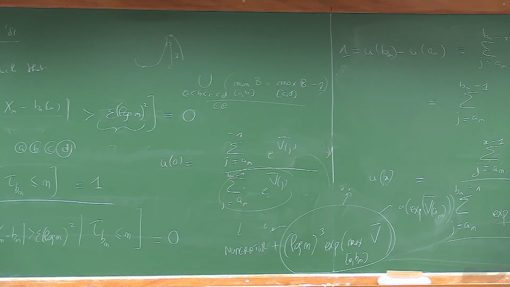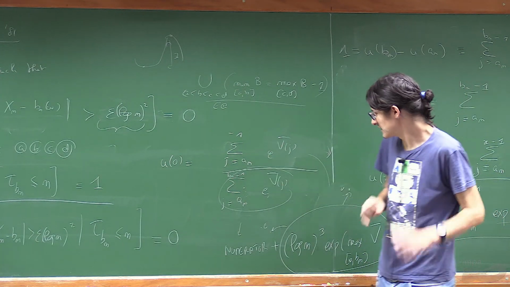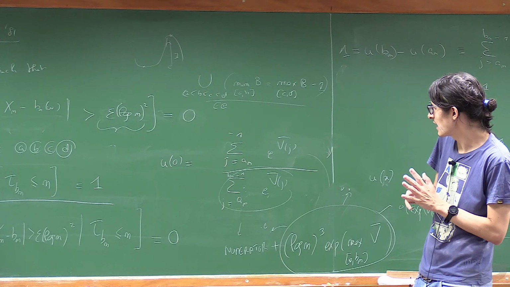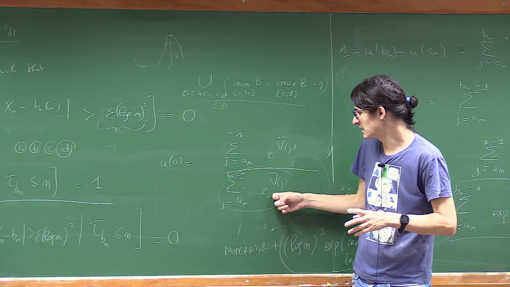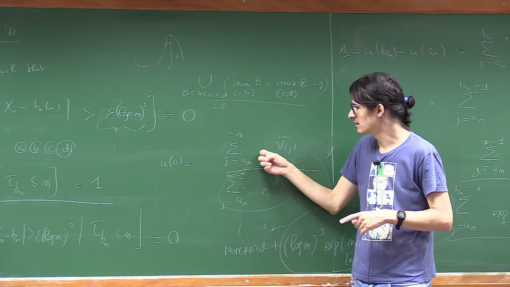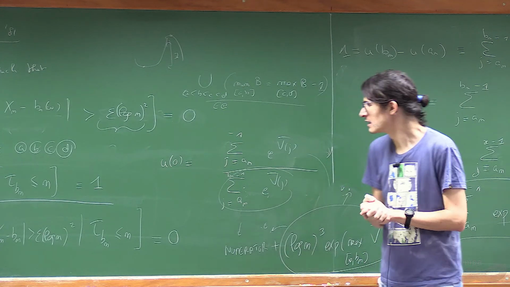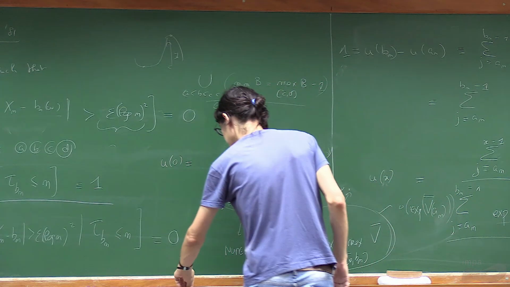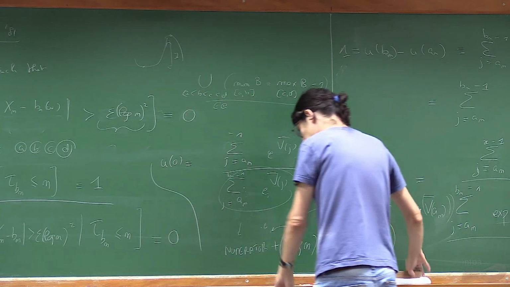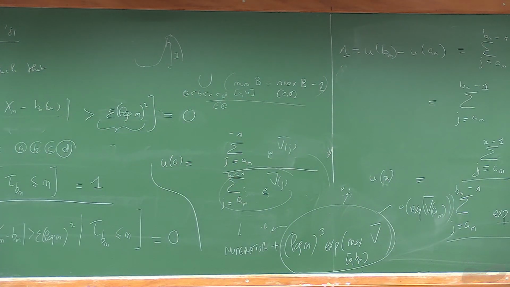The key of this proof is that you have u0 expressed as this ratio, and this sum here is actually, all the weight is around an. So u0 is close to 1. Okay. So let's prove B.